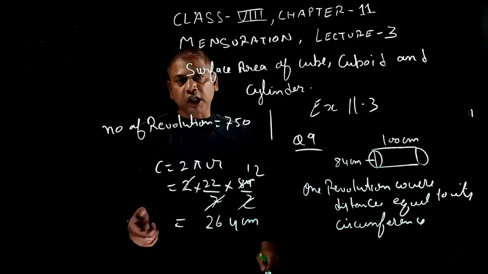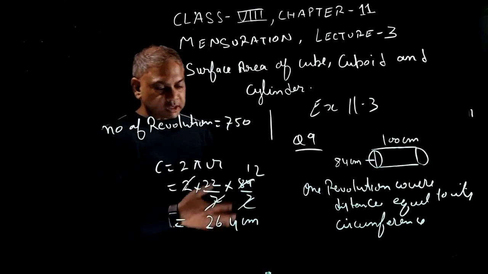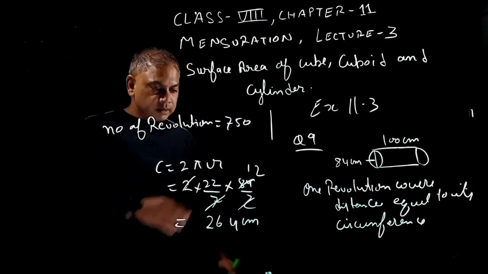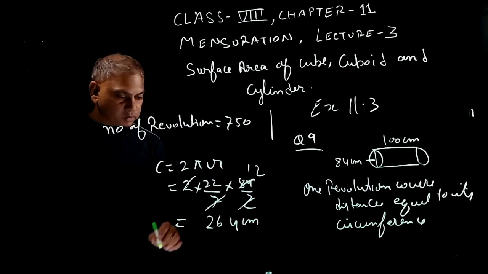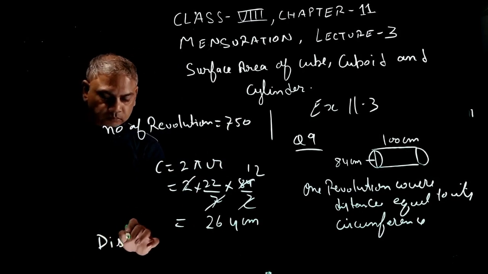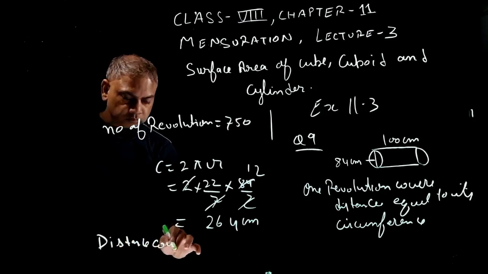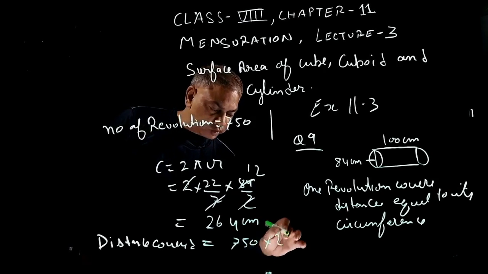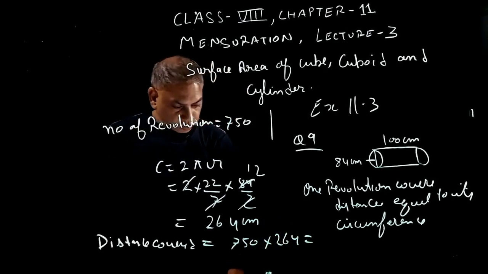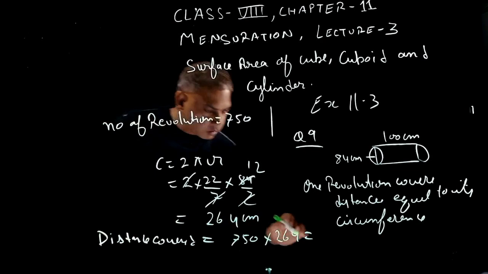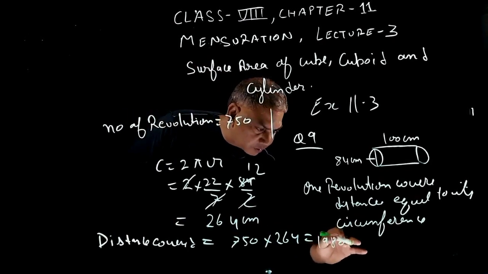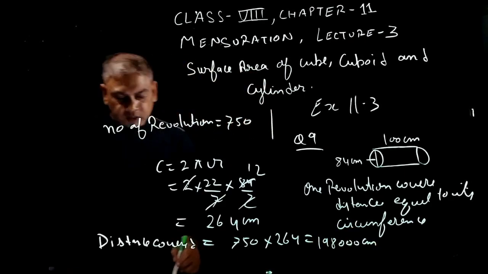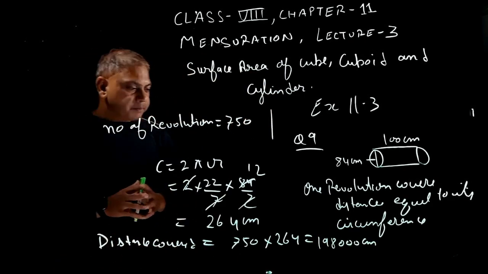Okay, in one revolution how much distance is covered? 264. How many revolutions has it taken? 750 revolutions. So distance covered is equal to 750 into 264. Find out. 198,000 centimeter. So this is the distance covered.